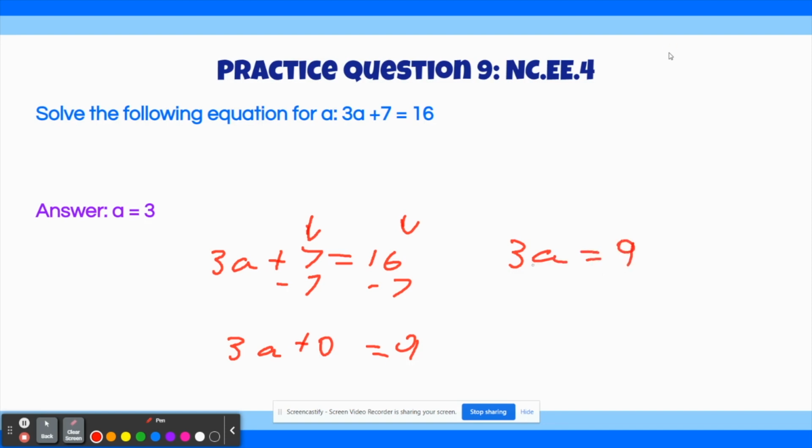And now we need to get the A alone. And so we see that the 3 is multiplied with the A. So we need to divide to get rid of the 3 on this side and isolate the A. So we're going to have to divide both sides by 3. We're going to have to simplify this a bit. 3A over 3 is just going to be A. So we're going to get the A alone equals 9 over 3. And 9 divided by 3 is just 3. So we're going to get the final answer of A equals 3.